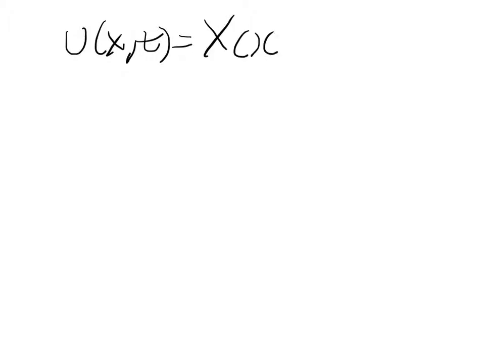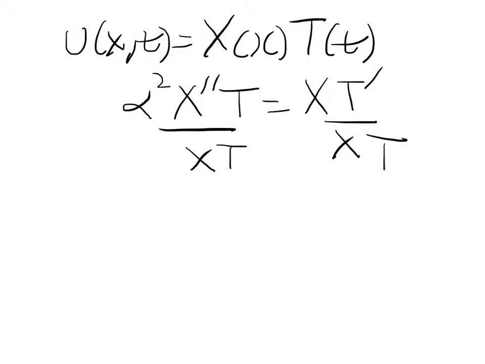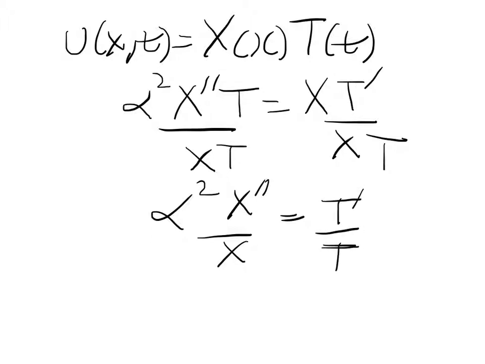So initial conditions aside, now we can begin our traditional separation of variables problem, where we write u of x comma t is equal to X of x times T of t. This is something we've done before. Plug it into the differential equation, so we have alpha squared X double prime T equals X T prime. Now we're going to divide by XT on both sides. That gives us alpha squared X double prime over X equals T prime over T. These are two different expressions in terms of distinct variables, so we can set it equal to a constant, minus k squared, and we'll go from there.